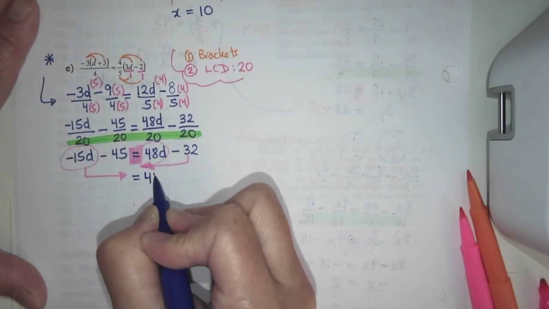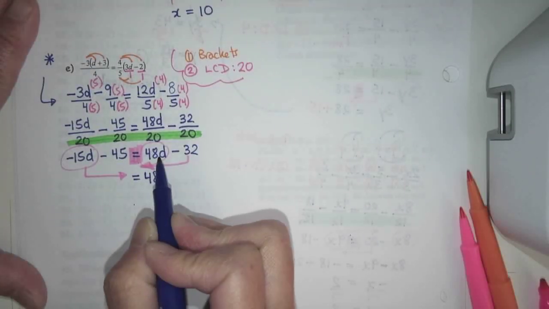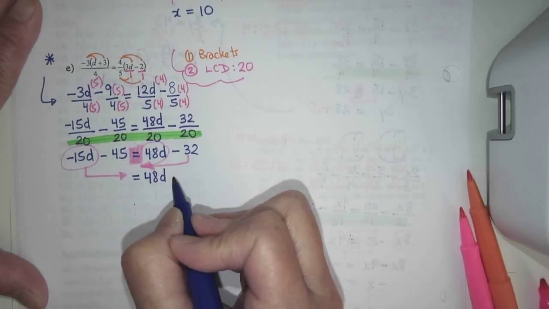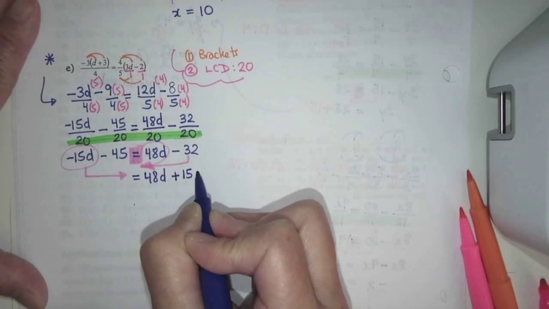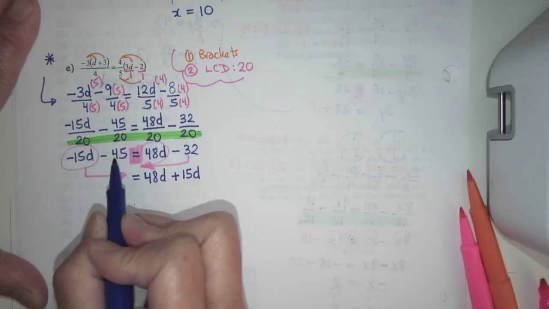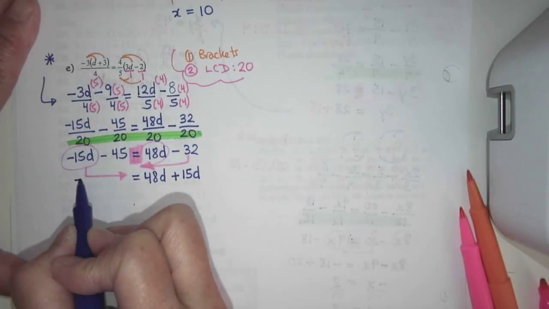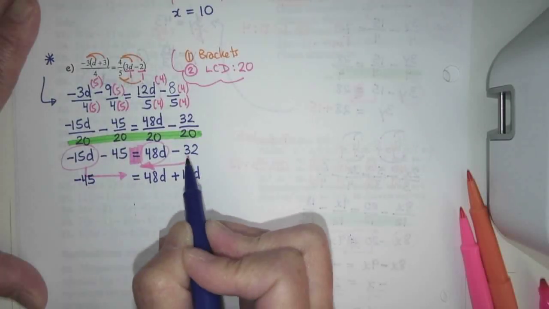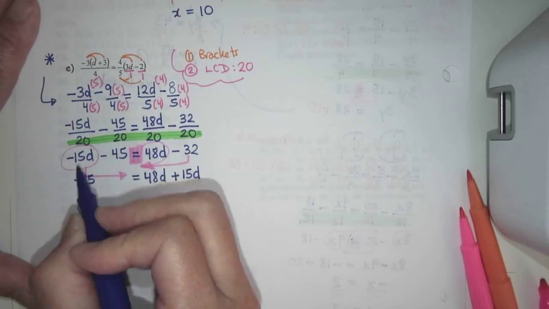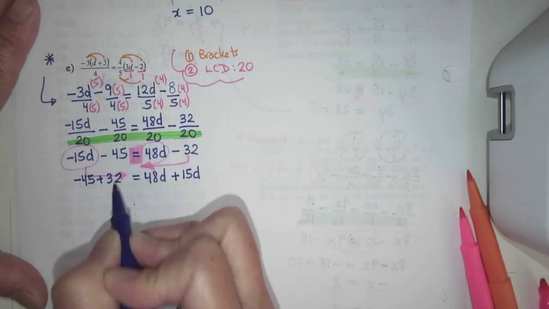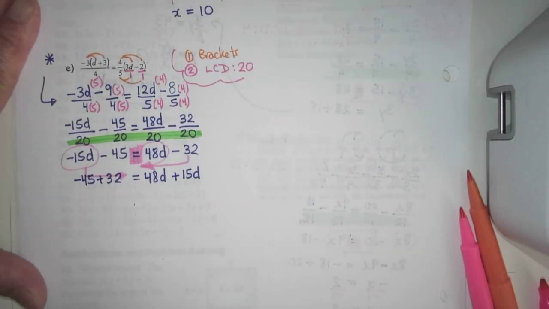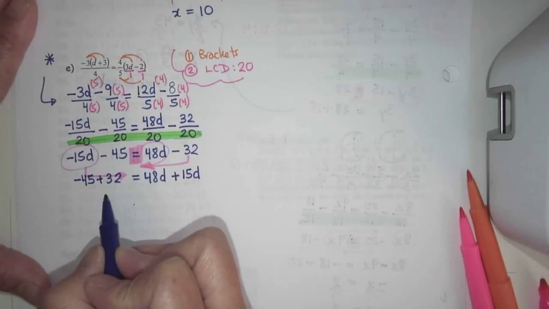Okay, when they cross over, so let's set up my equals. 48d stays where it is, no arrow. This one hops over and becomes plus 15d. This negative 45, see no arrow, did not move, so negative 45. This one minus 32 hops over, plus 32. Okay, and then we're going to keep going with that.